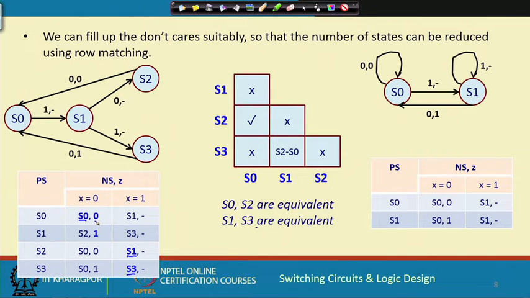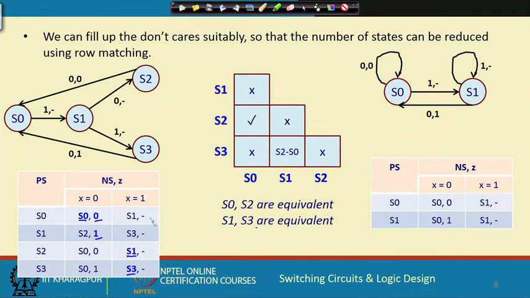Similarly, this output has been made 0, this output has been made 1. You can fill these up arbitrarily, and your objective will be to make as many states equivalent as possible. Accordingly, the next states and the outputs can be set to either 0 or 1. I am just showing an example here. In an ad hoc way I have filled it up as per my convenience. With this assignment, let us see how the implication chart will look.